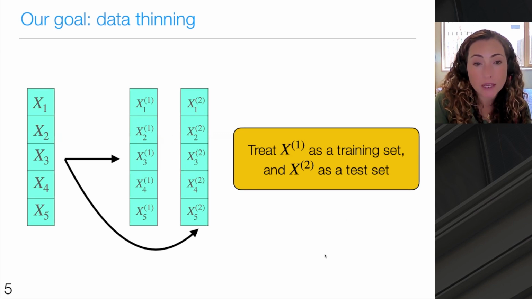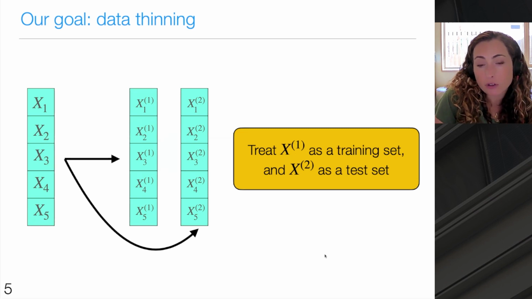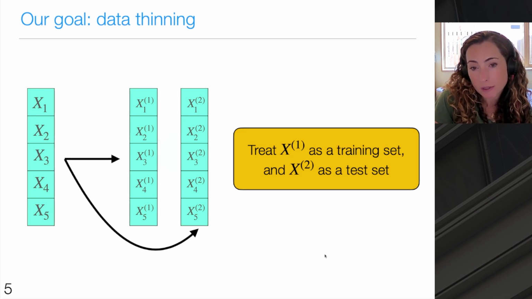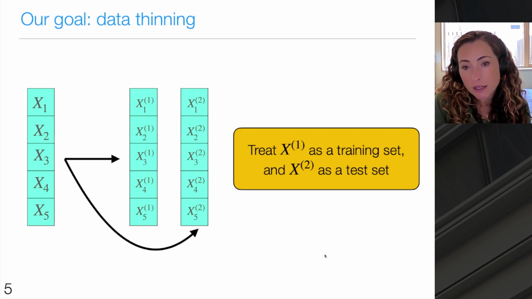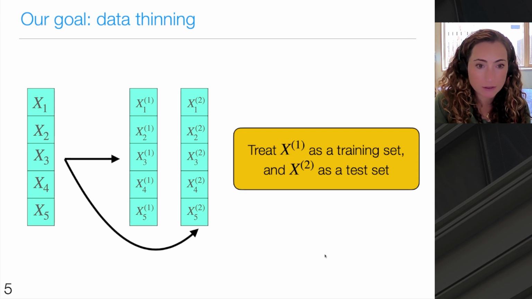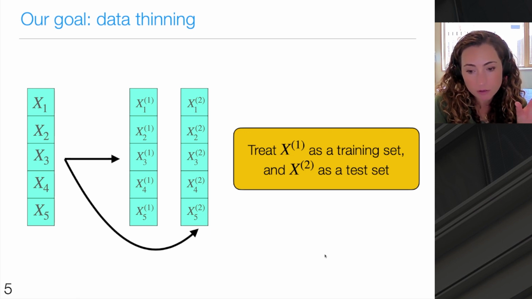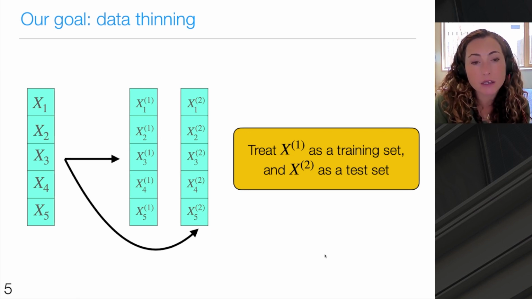Well, rather, I want to be able to treat x superscript 1 as a training set and x superscript 2 as a test set. And in order to be able to do this, I would like x1 and x2 to be independent. So in other words, I want to start out with my data and split it into x superscript 1 and x superscript 2 in a way where x superscript 1 can be my training set and x superscript 2 can be my test set. This is different from sample splitting because for sample splitting, we just put half of the observations in the training and half the observations in the test. Here instead, I'm splitting each observation in two.